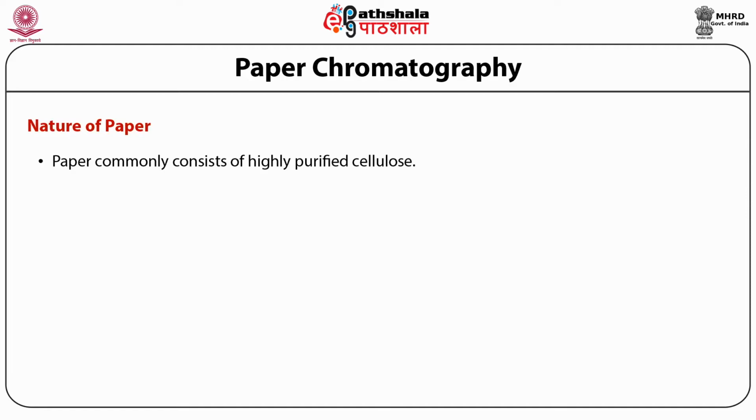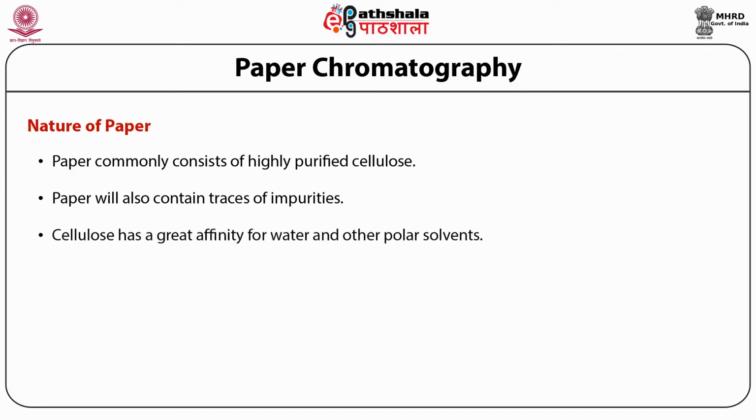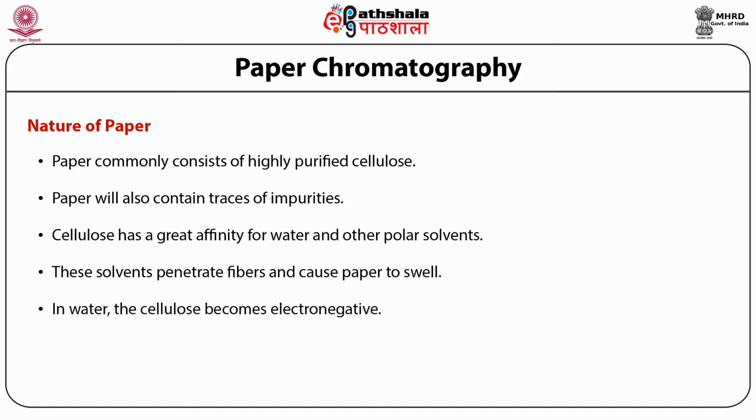In addition to these variations, the paper will contain traces of many impurities, including inorganic substances held as exchangeable cations on the hydroxyl group, adsorbed salts, or mineral matter left on the paper during processing. Cellulose has a great affinity for water and other polar solvents and holds them tenaciously through the formation of hydrogen bonds. These solvents penetrate the fibers and cause the paper to swell, changing its dimensions. In water, the cellulose is highly polar and becomes electronegative.